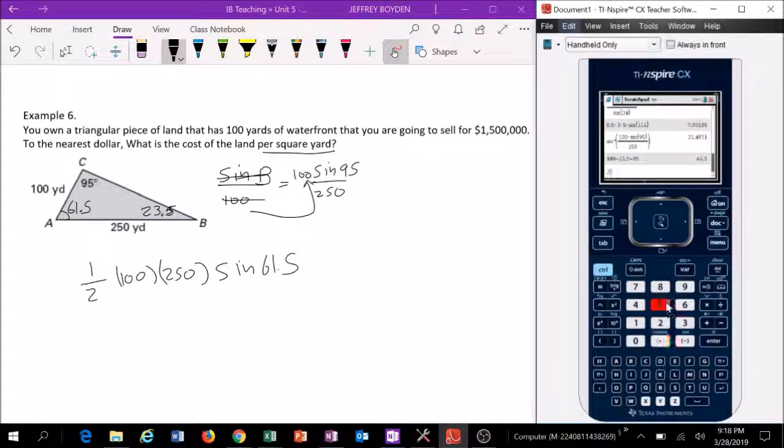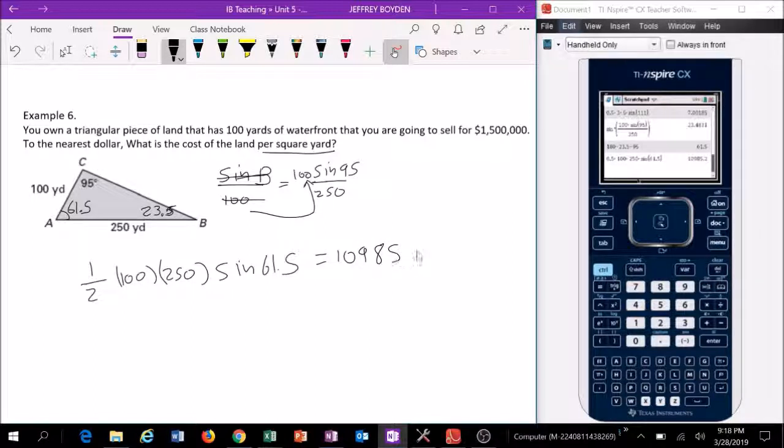All right, calculator time. So 0.5 times 100 times 250 times sine of 61.5. All right, 10985.2. What are the units? That'd probably be square yards.